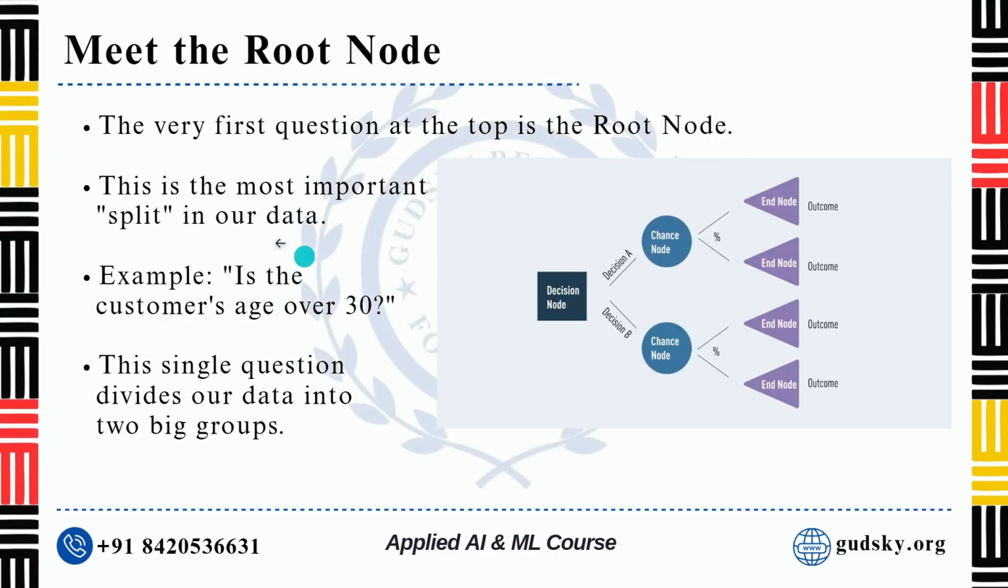Moving forward, first of all, we start with the root node. Every tree starts with a root node. This is the most important question. The computer looks at all the figures and all our features and asks which single question splits our customers into the cleanest groups. The question becomes our starting point.